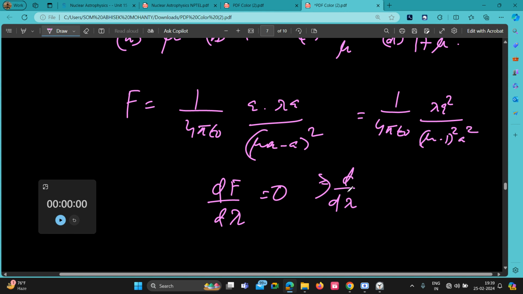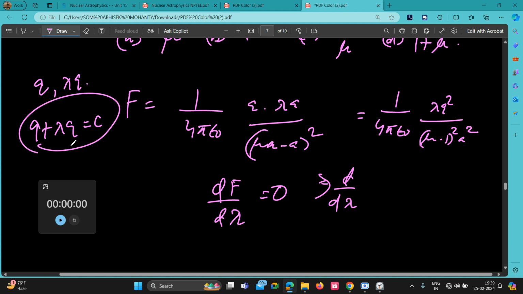Okay, see these are two charges, q and lambda q, and the sum is constant. The charges are not changing, right? So what will I do? I let q plus lambda q is equal to constant. Okay, so q whole into (1 plus lambda) is equal to constant. So q is equal to how much? C by 1 plus lambda, constant by 1 plus lambda. So in place of q, I will put c by 1 plus lambda.